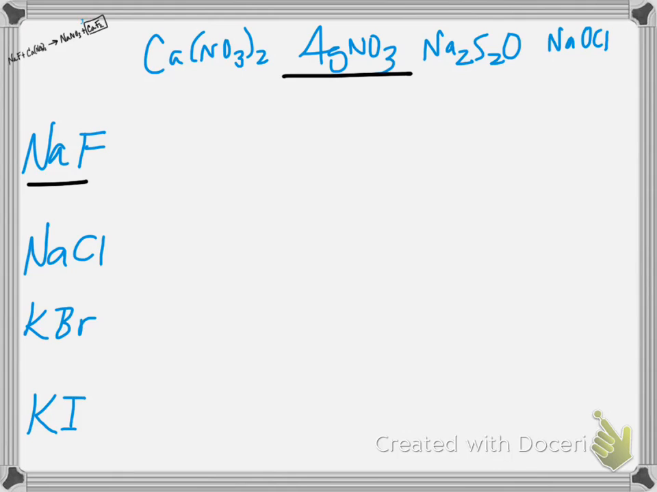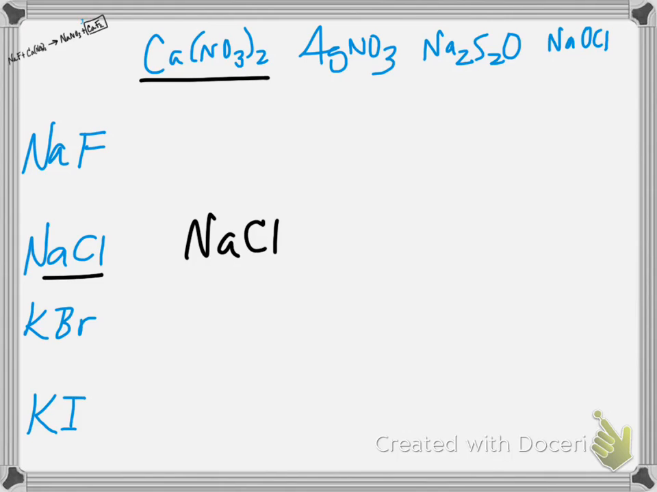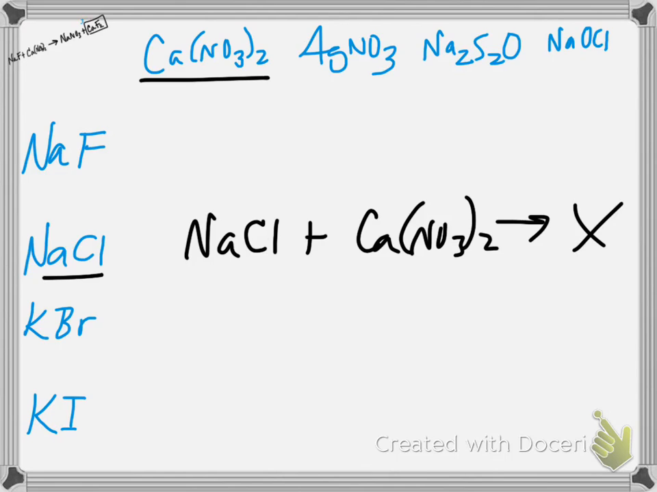When we took chlorine and added calcium nitrate, we had NaCl plus Ca(NO3)2. Those are our reactants. Did you get a precipitate? No. No reaction occurred. So the chloride ion is not going to form an insoluble compound with calcium. Calcium chloride happens to be fairly soluble.